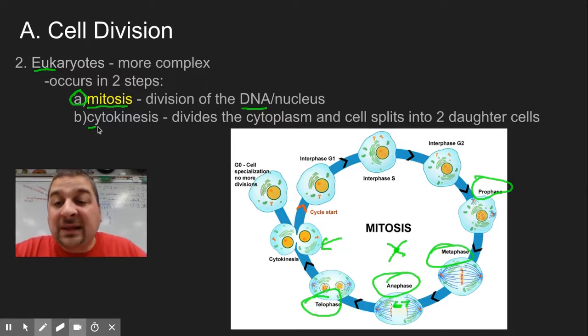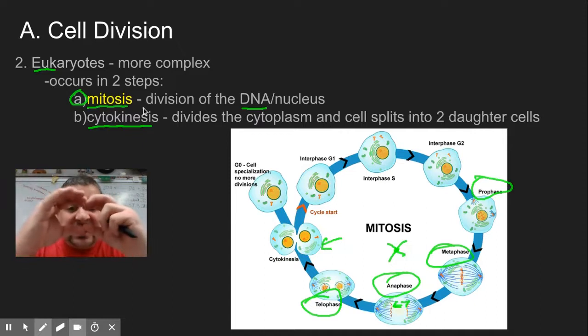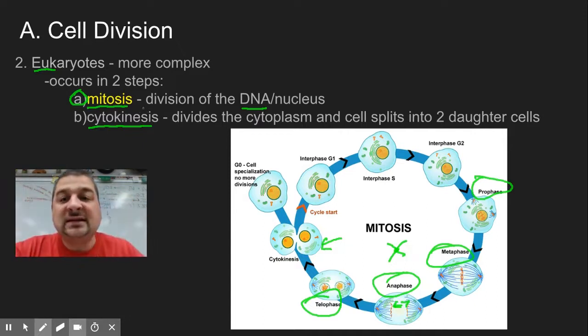The actual splitting of the cell, the pinching into two new daughter cells, is called cytokinesis. Cyto meaning cell, kinesis meaning splitting. So that's the actual process. Eukaryotes we'll get into more in future videos.